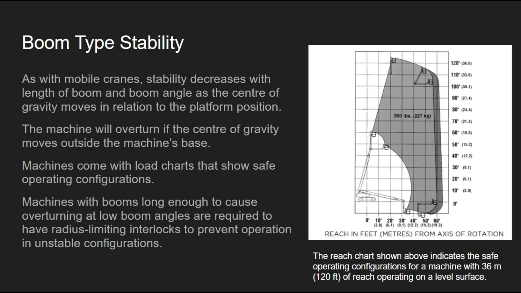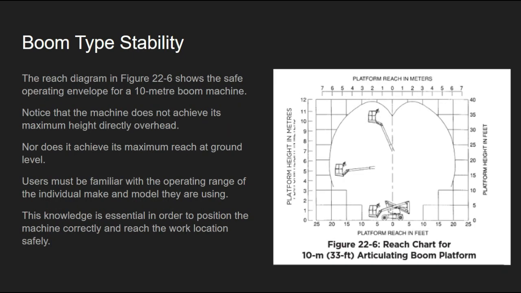Machines with booms long enough to cause overturning at low boom angles are required to have radius limiting interlocks to prevent operation in unstable configurations. Also, really know this load reach chart. Notice that the machine does not achieve its maximum height directly overhead, nor does it achieve its maximum reach at ground level. You must be familiar with the operating range of the individual make and model that you are using. This knowledge is essential in order to position the machine correctly and reach the work location safely that you're trying to get to.